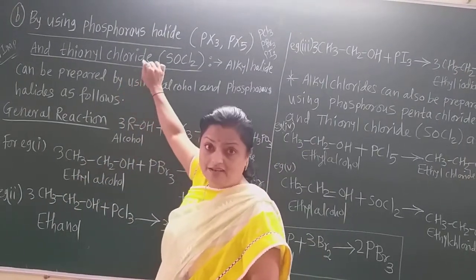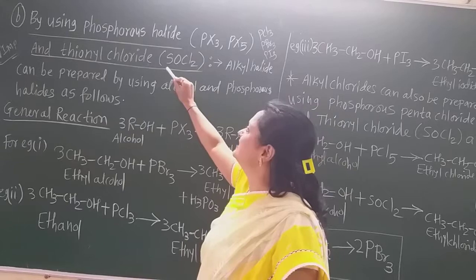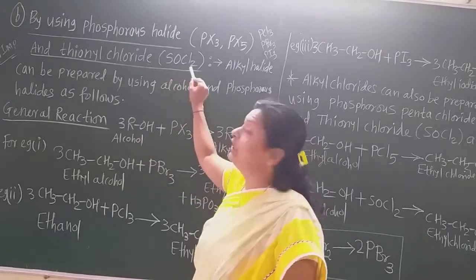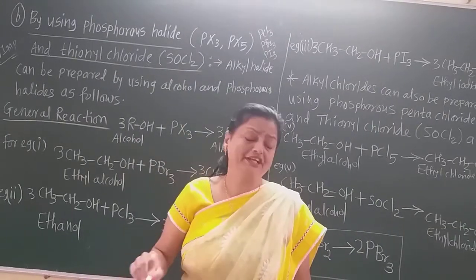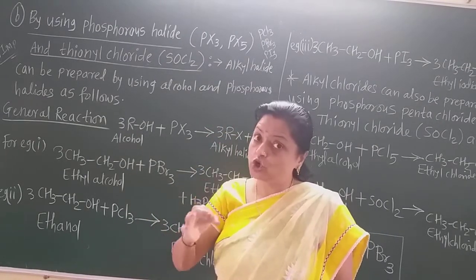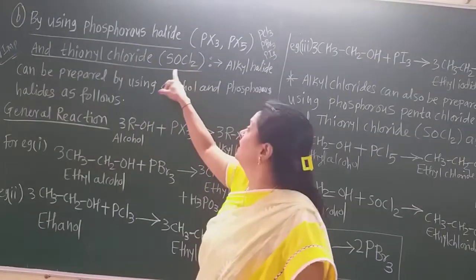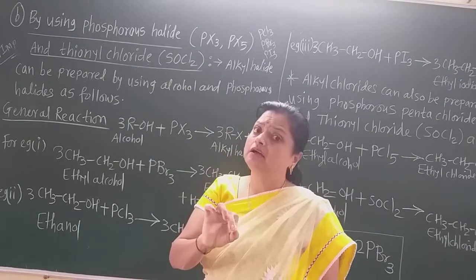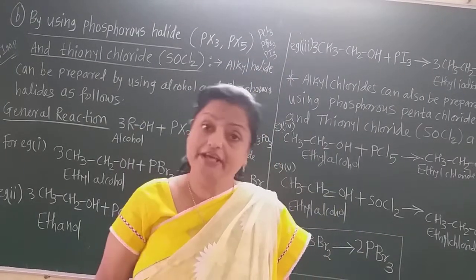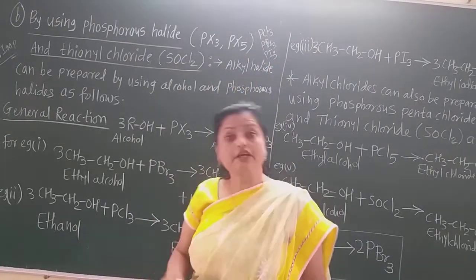And one more important reagent is thionyl chloride, and the formula of thionyl chloride is SOCl2. Sulfur, oxygen and chlorine are there, but the name of this is thionyl chloride. This is also a very important reagent to obtain the alkyl chlorides. Remember students, we are learning here the methods of preparation of alkyl halides. Now these two reagents, phosphorus pentachloride and thionyl chloride, give only the alkyl chlorides. And if we use phosphorus tribromide and phosphorus triiodide, they give the corresponding alkyl bromides and alkyl iodides, and phosphorus trichloride also gives the alkyl chloride.